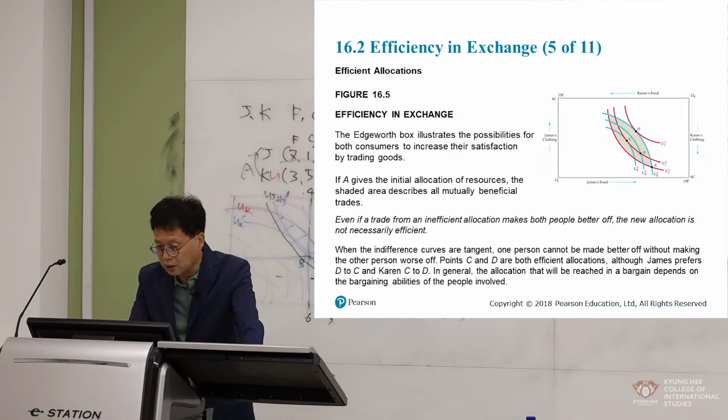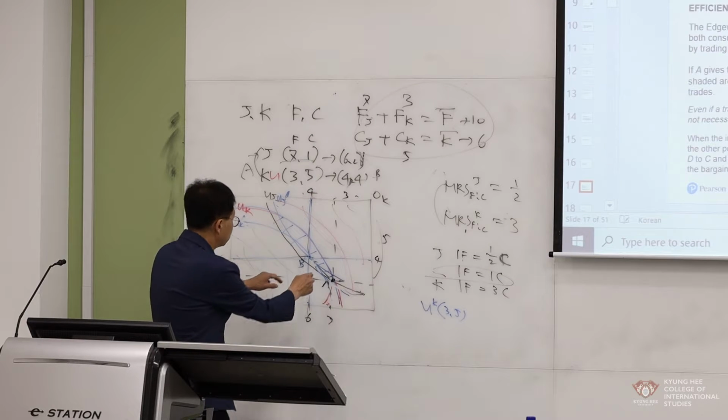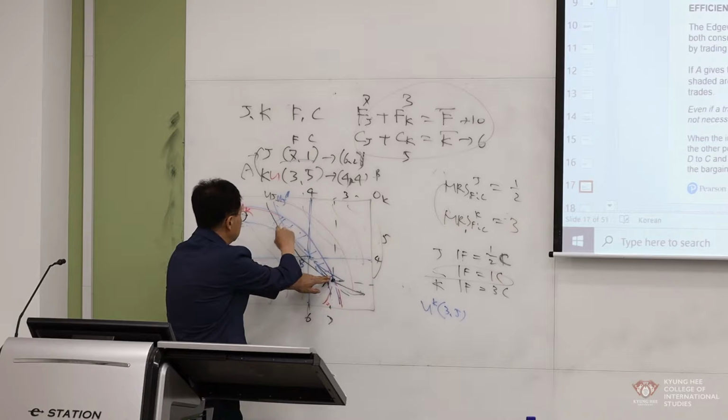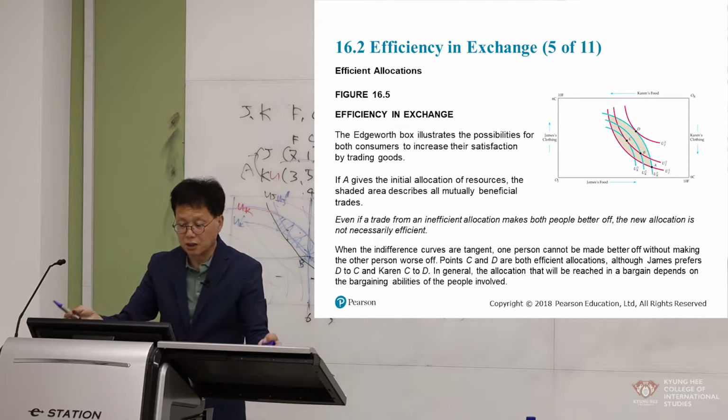Right? That is explained here. So the Edgeworth box illustrates the possibilities for both consumers to increase their satisfaction or utility by trading goods. If A gives the initial allocation of resources, the shaded area describes all mutually beneficial trade. At any point in this shaded area, James' and Karen's welfare increase simultaneously, a mutually beneficial trade. Okay, so in other words, a Pareto improvement is possible.